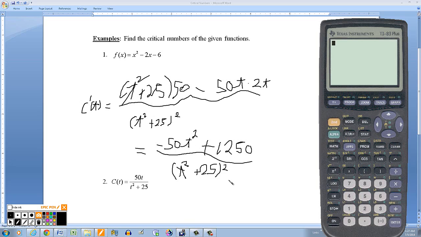Okay, so now we're finding critical numbers. The critical numbers, again, are numbers for which the derivative is 0 or undefined. Obviously, if you have a rational function, it's going to be undefined if there are numbers that make the denominator 0. Well, t squared plus 25, there are no real numbers that make that 0. So the only critical numbers we can have are whatever makes the fraction 0. The fraction is 0 when the numerator is 0. So we take this and set it equal to 0: minus 50t squared plus 1250 equals 0.